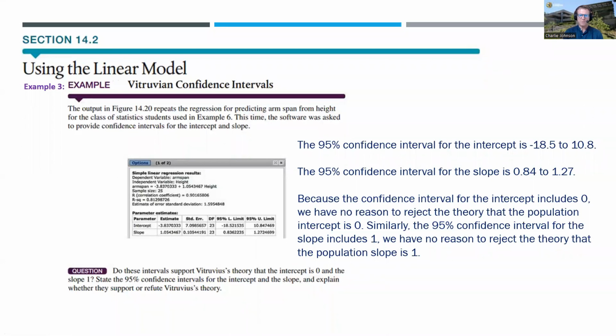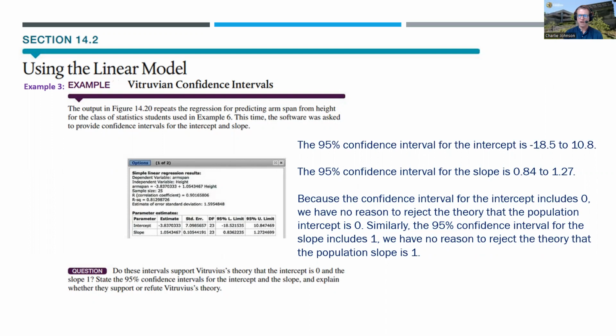So the output in figure 14.2 repeats the regression for predicting arm span from height for the class of statistics students used in what I called example 2. This time the software was asked to provide confidence intervals for the intercept and slope. The question is, do these intervals support Vitruvius's theory that the intercept is 0 and the slope is 1? State the 95% confidence intervals for the intercept and slope and explain whether they support or refute Vitruvius's theory.